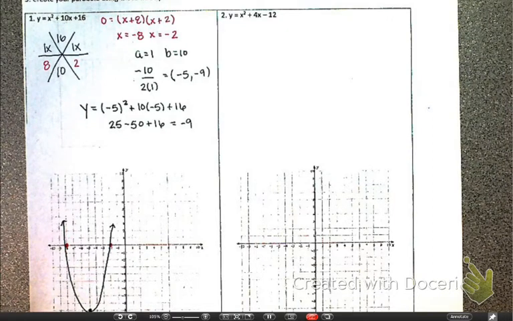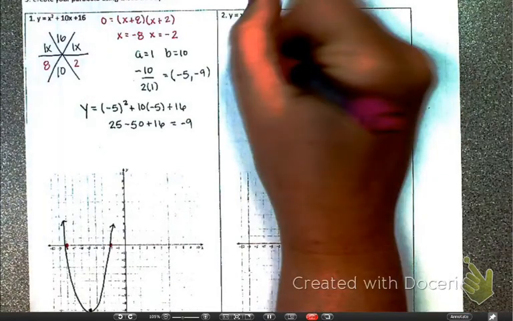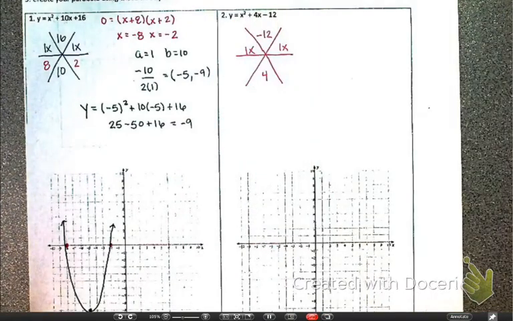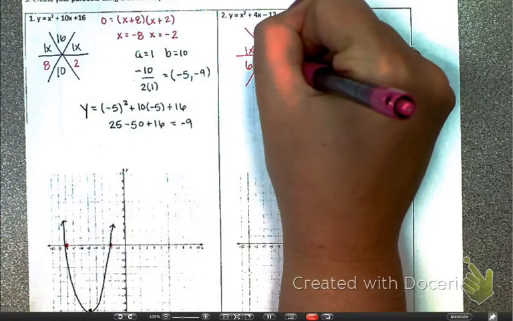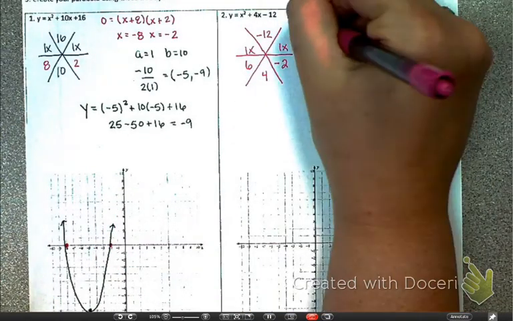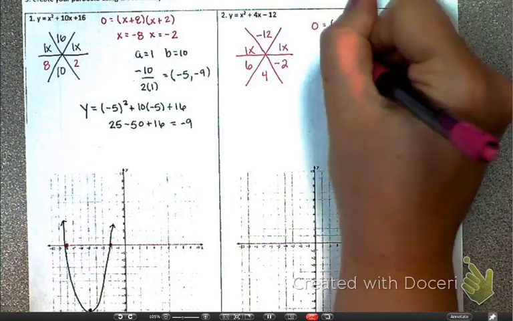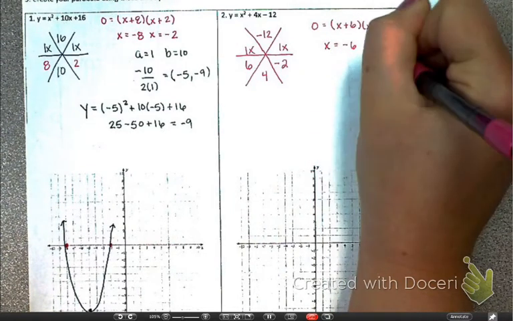Okay, so I would like you to find the x-intercepts for number 2. Find the vertex and graph it. So find the x-intercepts, find the vertex, and graph. On top is negative 12. On the bottom is 4. I have a 1x and a 1x. What two numbers multiply to negative 12 and add to 4? 6 and negative 2. 6 times negative 2 is negative 12. 6 minus 2 is 4. So in factored form, I have x plus 6 and x minus 2. What are my x-intercepts? Negative 6 and positive 2.